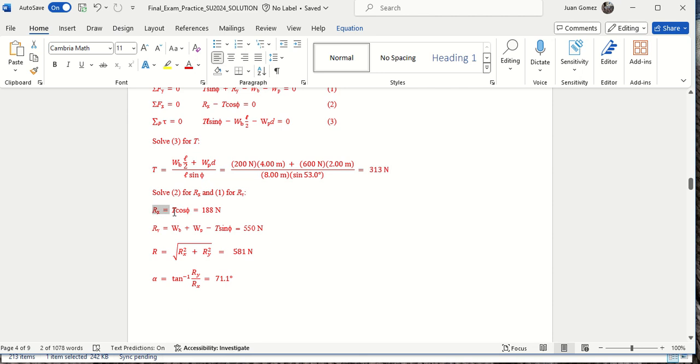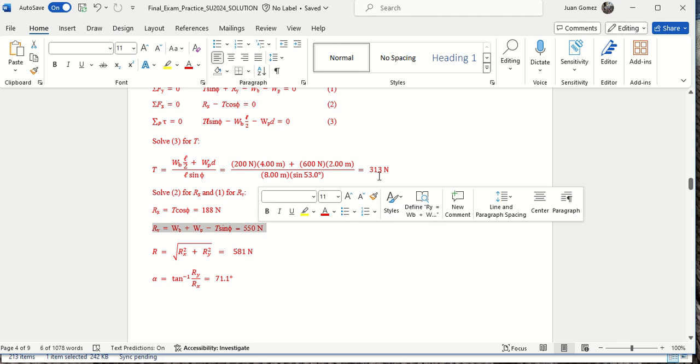Rx is T cosine phi, which gives you 188 newtons. Then solve equation 1 for Ry. You get this expression for Ry, and you get 550 newtons.